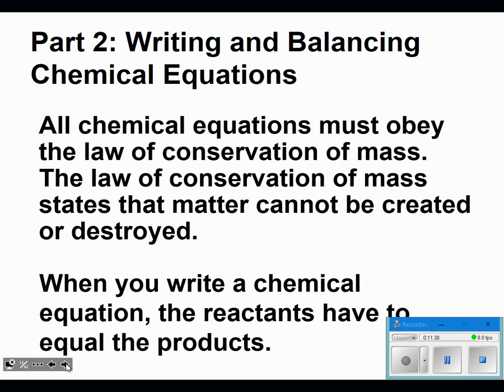Because of that, when you write a chemical equation, everything that you have element-wise as a reactant has to exist in element form some way in the products. It might look different, it might be combined differently, but there has to be the same number of that element on both sides to satisfy the law of conservation of mass.